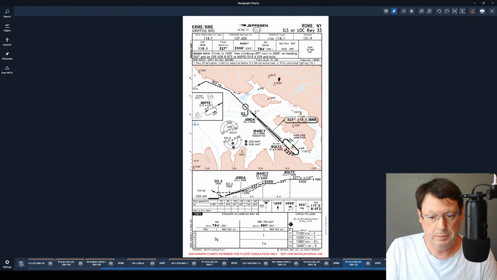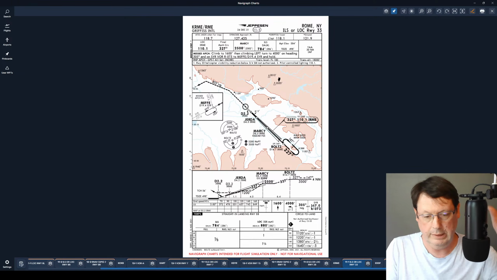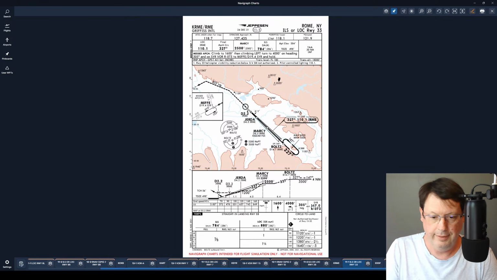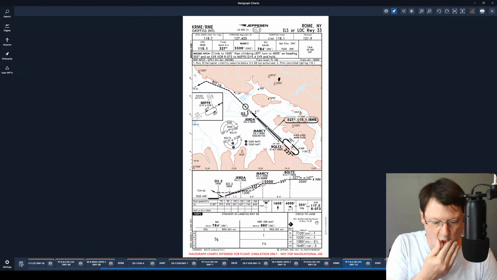And then it gives you some of the lighting information, what kind of lighting you're going to see coming into the airport. And the missed approach information down here once again. I will come back to that as we go through this. And then down here are the minimums. You can see it's got ILS minimums, localizer minimums, and also circle to land minimums. We'll talk more about that as we go.